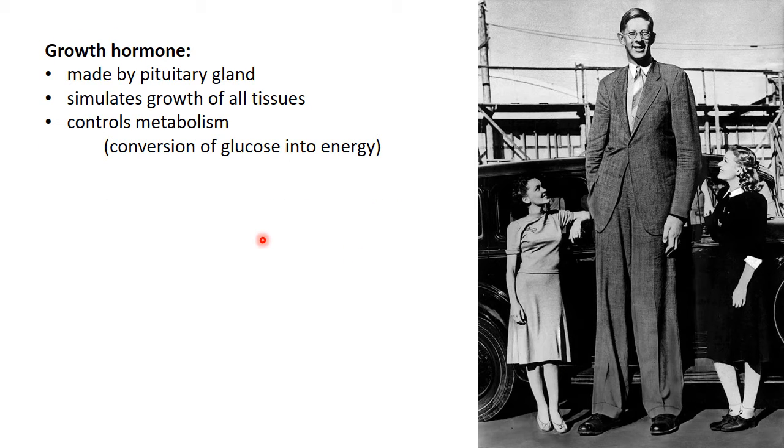Let's look at growth hormone next. Growth hormone is made by the pituitary gland, so that's the gland inside our brain. And this controls the growth of all tissues and also controls our metabolism, which is how we change glucose into energy for our bodies. This man over here produced too much growth hormone in his pituitary gland, and he grew very, very tall.